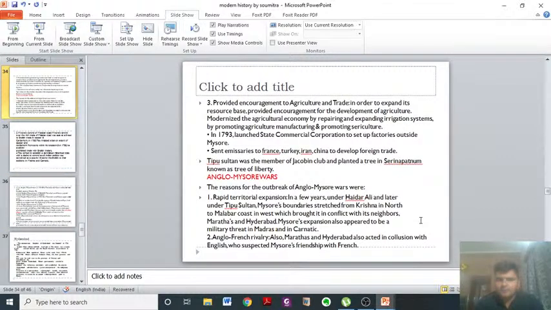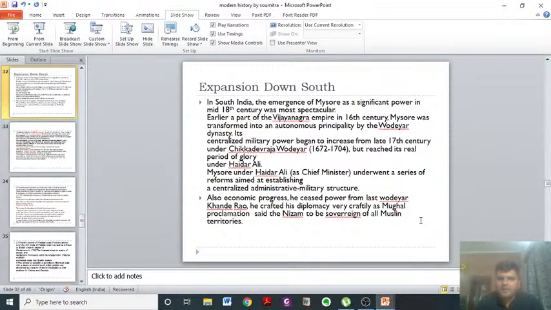And there was this emergence of an imperialist power under Hyder Ali, who had just seized power from the Wodeyar dynasty, whose military general was Hyder Ali. So what we'll start is in South India. What is Mysore? Mysore is the current region of Karnataka, and some parts of modern Andhra Pradesh also.